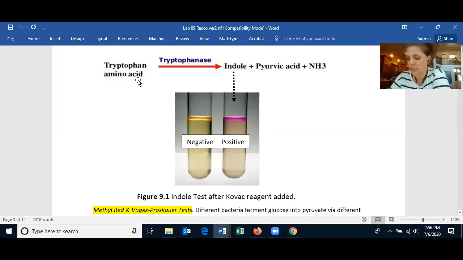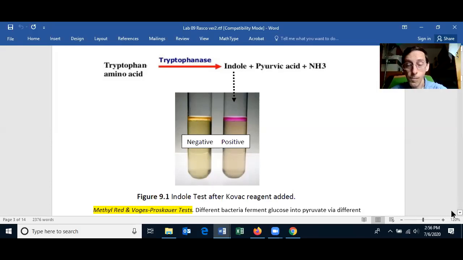And yeah, I looked at the oxidase on the virtual lab thing, and it just told me that the spots turned blue or purple, but it didn't say what the negative would be. The negative is no color change. Okay. Thank you.